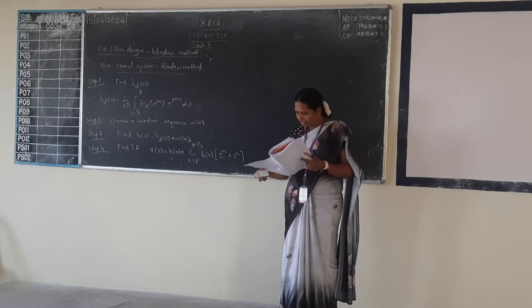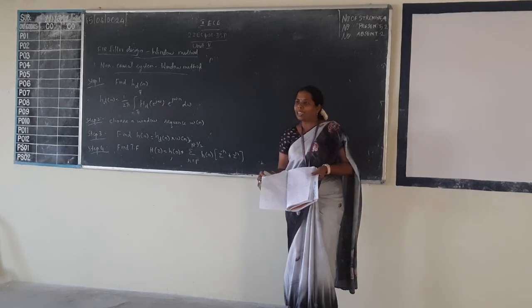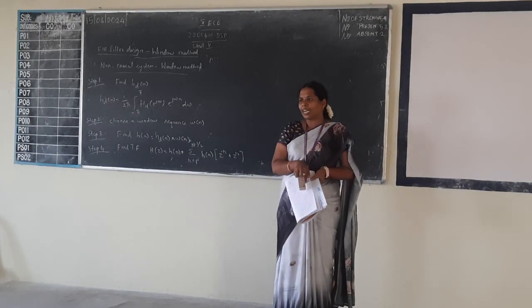The Hanning window is 0.5 and 0.5. The Hamming window is 0.54 and 0.46.